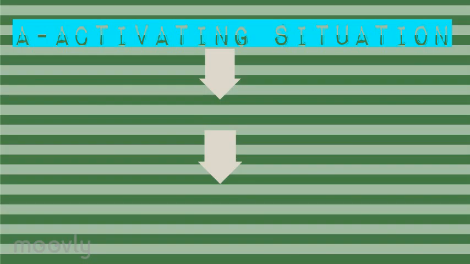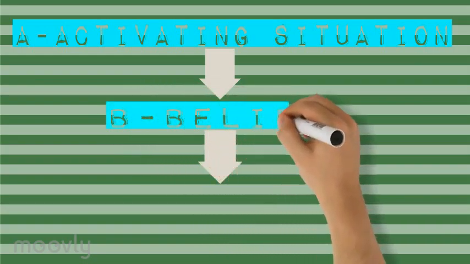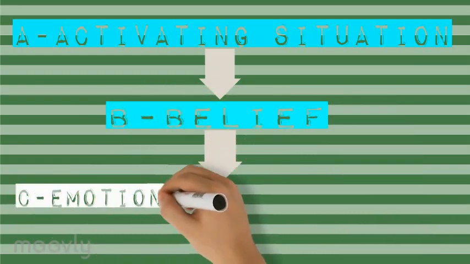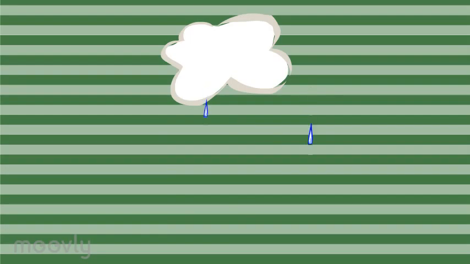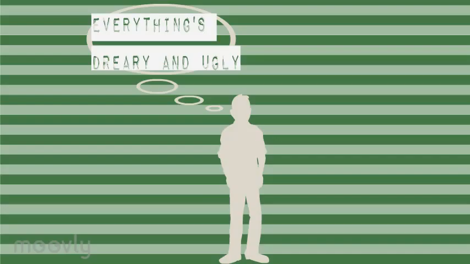A represents an activating event. B is the client's beliefs or interpretation of the event. And C is the emotional and behavioral consequences of B. An example: if A is an event, say a rainy day, and C, the consequence, is a person's feeling of depression, then B, the belief, might be, everything looks so dreary and ugly and I want it to go away. Nothing can go well for me today.